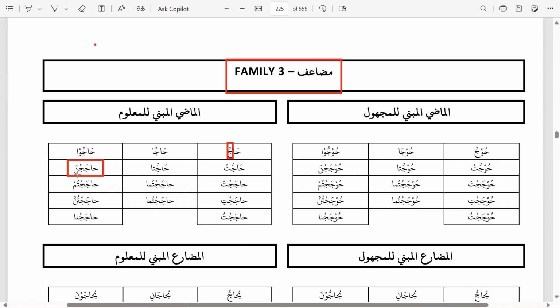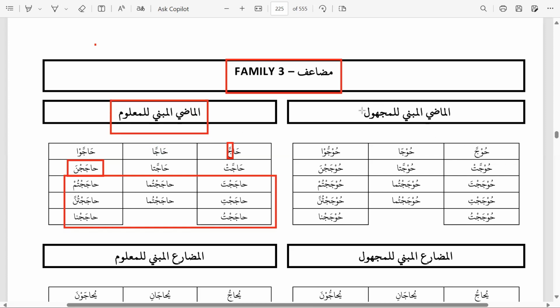So ha jajna, and then afterwards, the rest of the Sarf Kabeer follows the hunna pattern. So the rest of the Sarf Kabeer is without fusion. Anta hajata, antuma hajatum, hajatuma, antum hajajtum, anti hajajti, antuma hajajtuma, antunna hajajtunna, ana hajajtu, nahnu hajajna. This was past tense active, madi ma'loom.